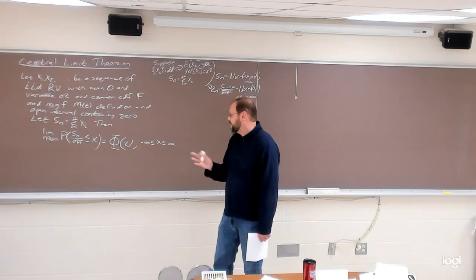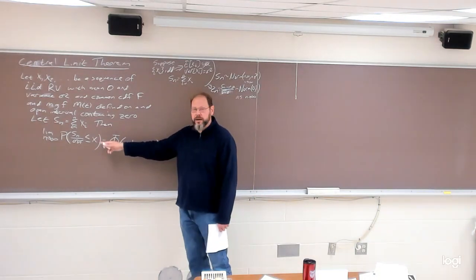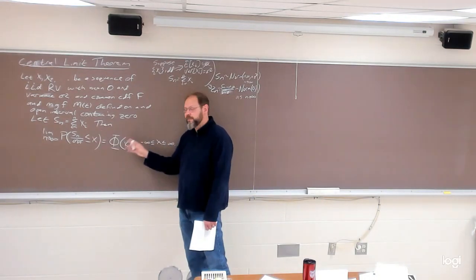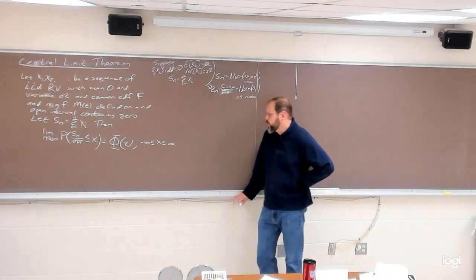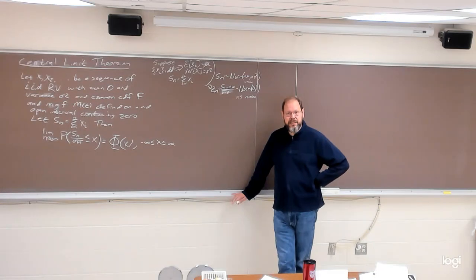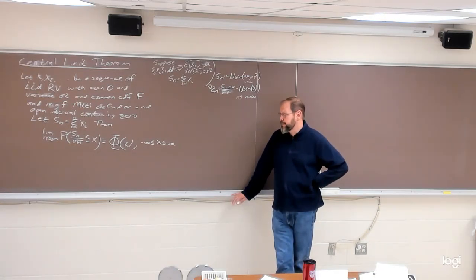Okay. Then it says that these things are, in the limit as n goes to infinity, equal to the standard normal, the cumulative distribution function for the standard normal random variable. Okay. So that's our statement right there.